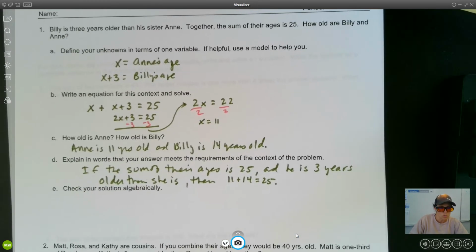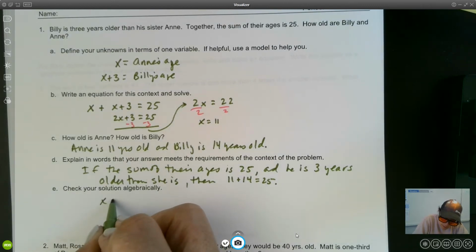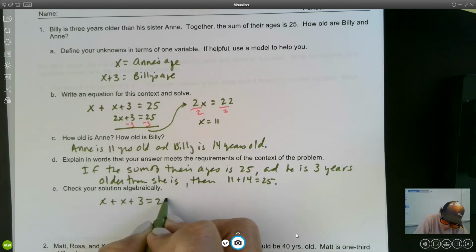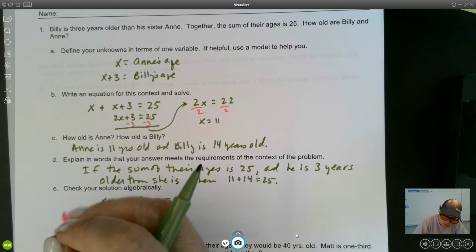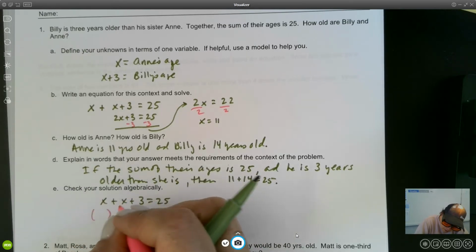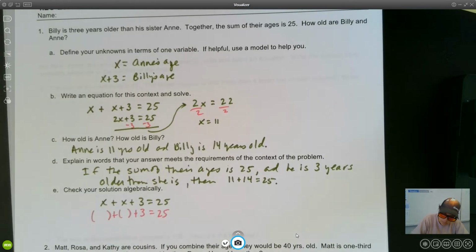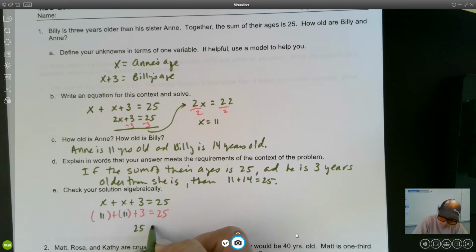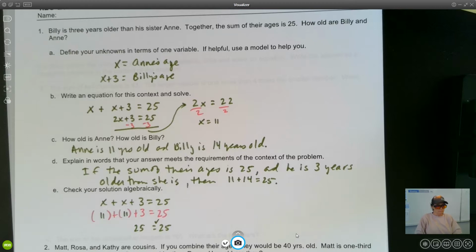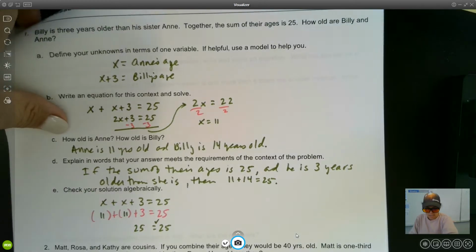Okay, check your solution algebraically. x plus x plus 3 equal 25. So remember where the x is. We're going to go ahead and put 11 in there. So 11 plus 11 plus 3, 22, 25. Yes. So 25 does get us a 25. Okay. Well, let's try the next one.